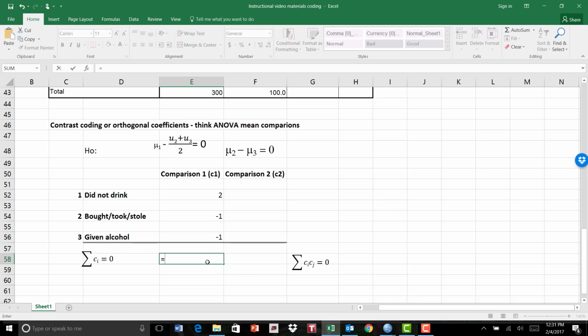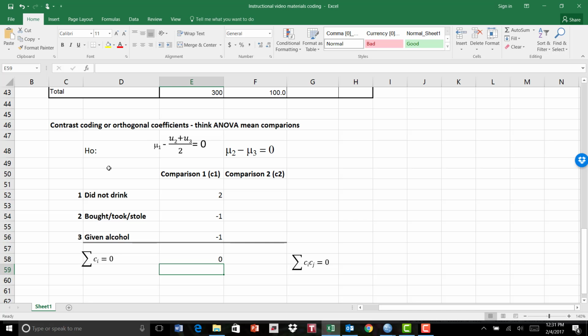Oh well, no biggie. Let's just add it up. 2 plus minus 1 plus minus 1 equals 0. How quirky, it didn't work before. So we're good. We're absolutely good.